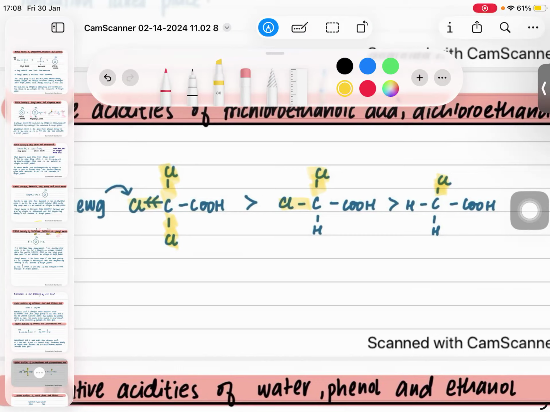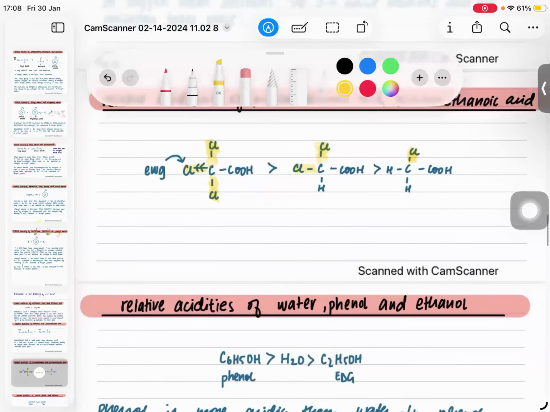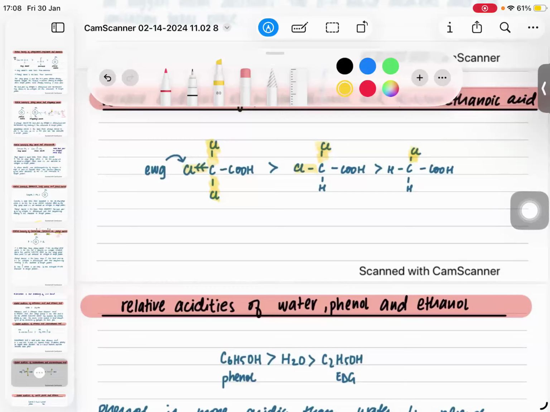Again, the same rule. You have to compare first two. Why is trichloro more acidic than dichloro? And then forget about the tri. Now compare di with chloro. In dichloroethanoic acid, there are 2 electron withdrawing groups. That is why it is more acidic, and for the middle one, you have to say why it is less acidic.